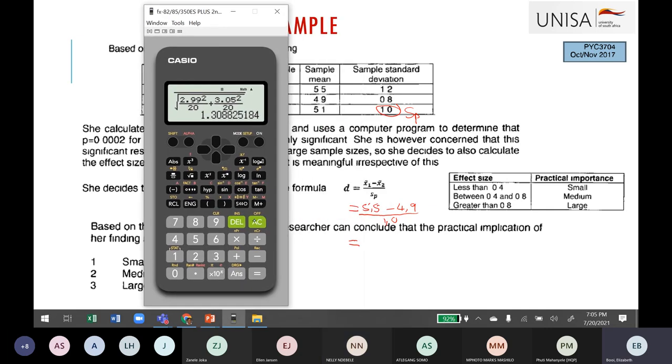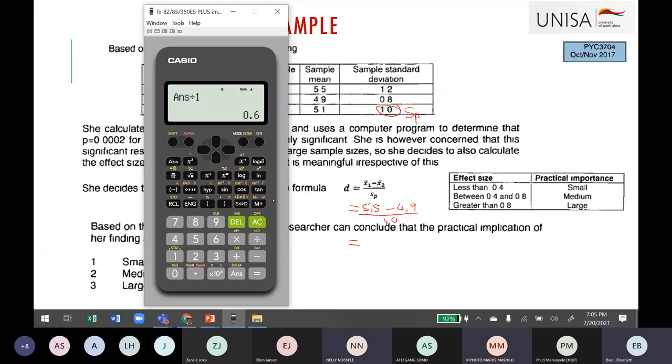So we can calculate it. That will be 5.5 minus 4.9, divided by 1, which is the same as the answer that I got. On your calculator, if you get fractions like this, there is an S to D button, which changes from decimals to fractions, or you can just press that and you will get an answer of 0.6.